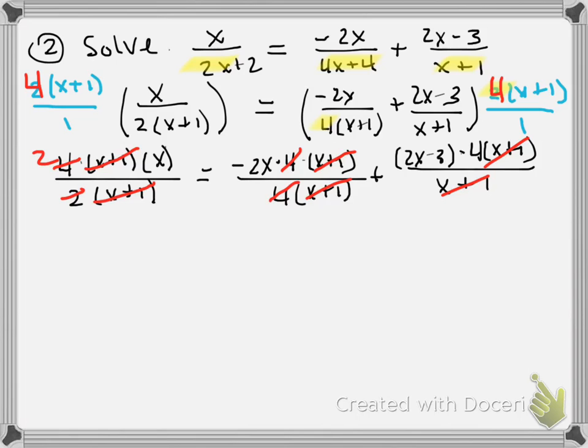Now, if I wasn't able to get rid of all the denominators, I would know that I did something wrong, and I'd have to go back and look at what I need to multiply by. How can I tweak that in order to get rid of all my denominators?